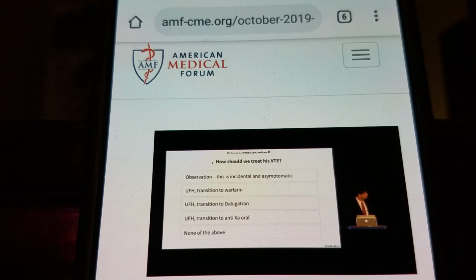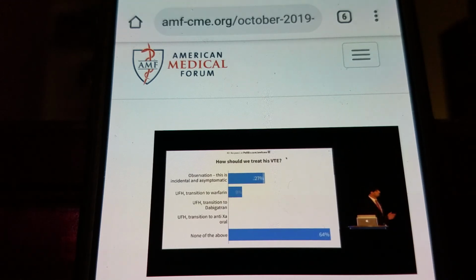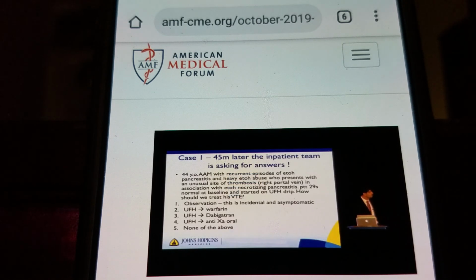We're kind of running short on time, so I'll give you the answer for this one. The answer is actually none of the above, and everyone got it right. Yes, that's great. But the reason for it being none of the above is that warfarin is a very difficult drug to manage in somebody who's an alcoholic, who's going to drink every day. And this guy has liver disease, making a DOAC an unacceptable option.